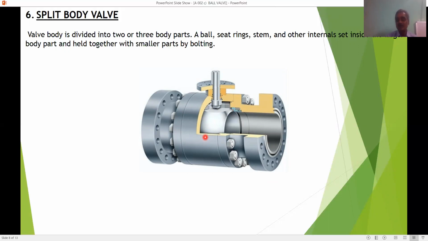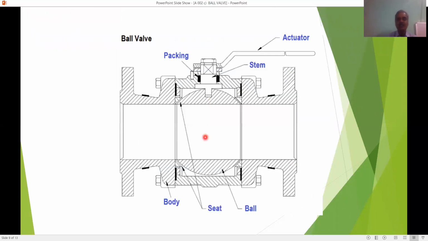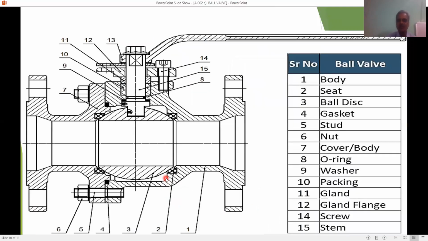These are the normal ball valves. When you see the general parts of the body and internal parts, they are common to every ball valve. Packing, actuator, this is the handle, this is the stem, you can see the packing, this is the seat, and the ball, this is the body. Okay, clear? Further parts you will come to know here.